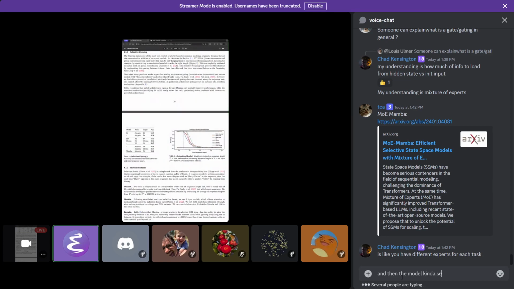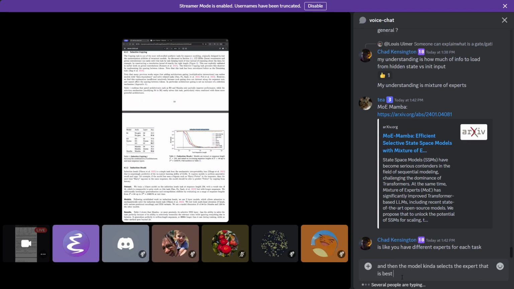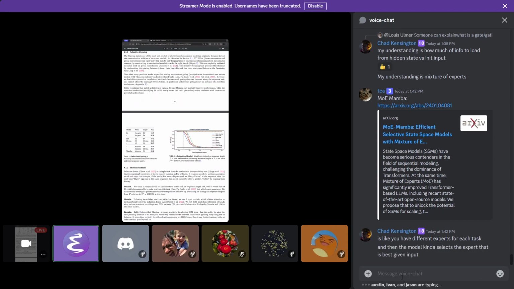Okay, so here's this induction heads task, and you can see that the other previous state space models just decay when the test sequence gets to a certain length, but Mamba stays strong.